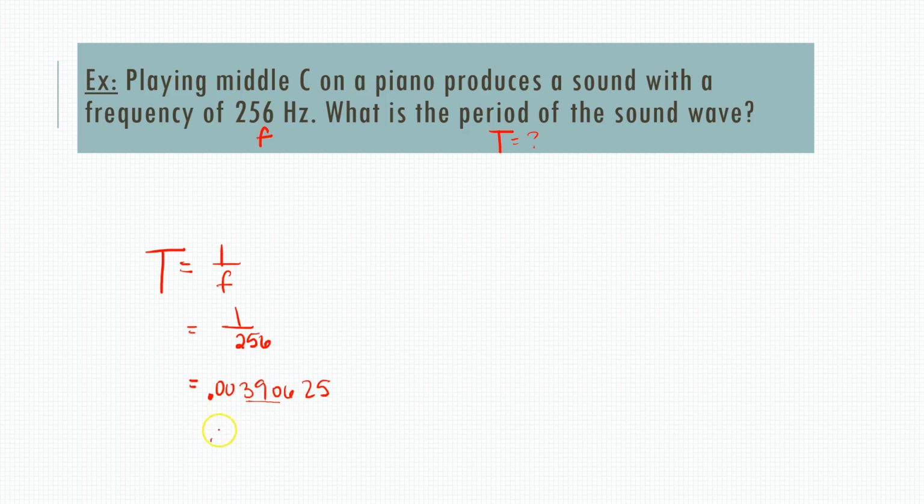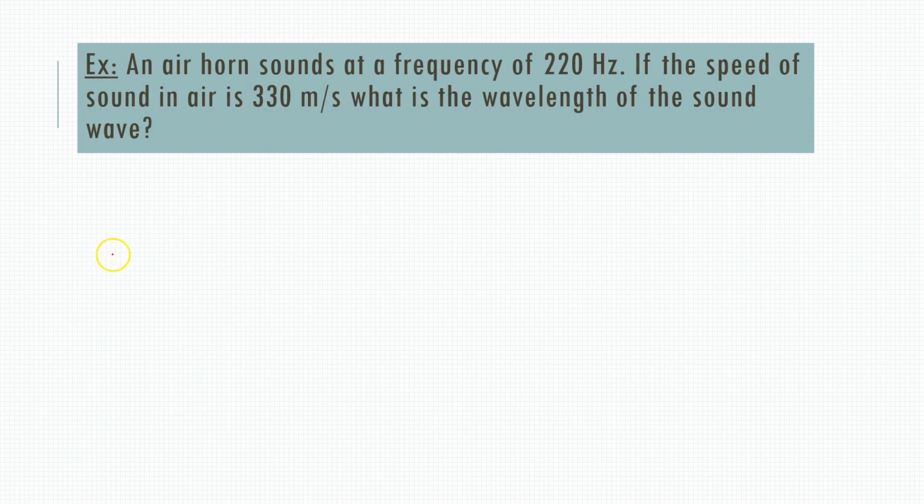So we're going to put 0.0039, and then that 0 would round up to a 1. So that, or you can do 3.91 times 10 to the negative third. And since it's period, you have to have a unit. It's going to be seconds. Okay, so there's our answer for that one. That's not bad. What about an air horn that sounds at a frequency of this?